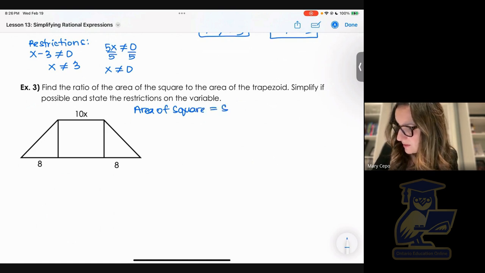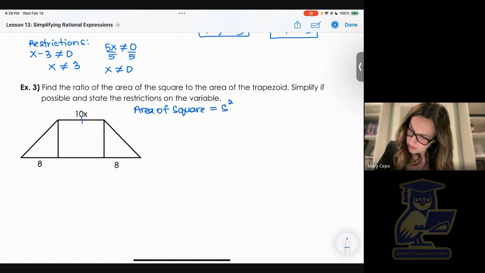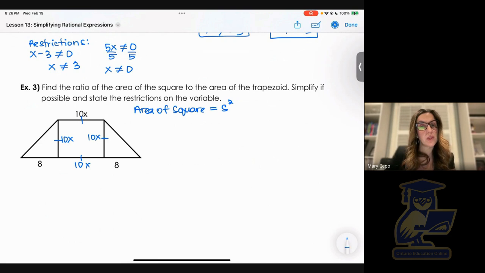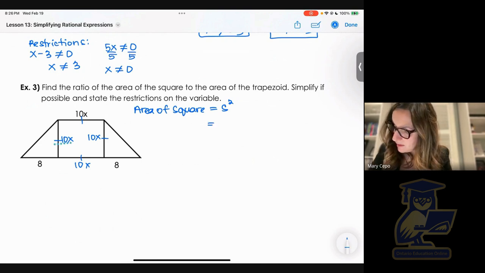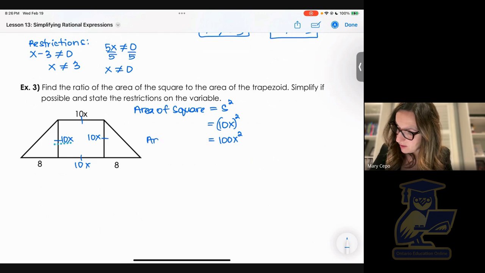equals side squared. So in this case, it's already told us this is our square. If that's 10x, then we know that this is also 10x, and that is 10x, that side is 10x. All four sides are 10x. So the area of the square would simply be 10x all to the power of 2. Well, 10x times 10x would be 100x squared. So the area of the square is equal to 100x squared.